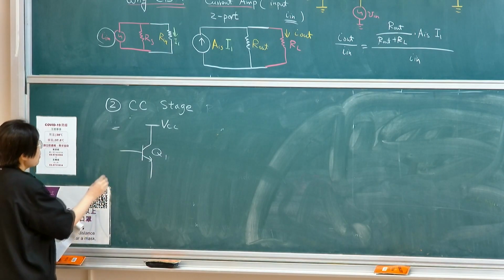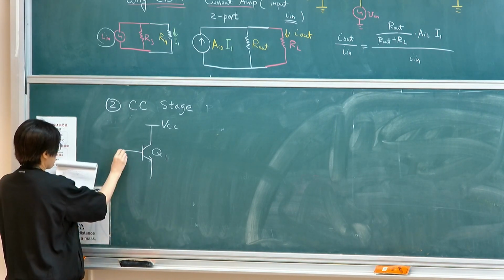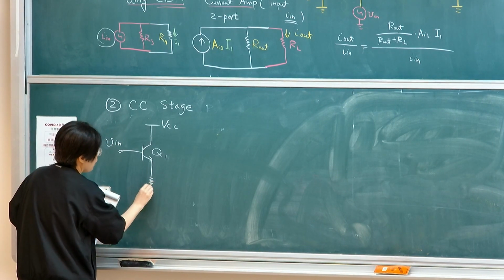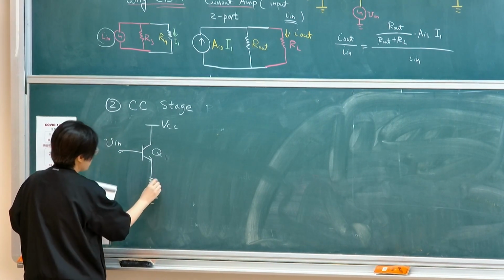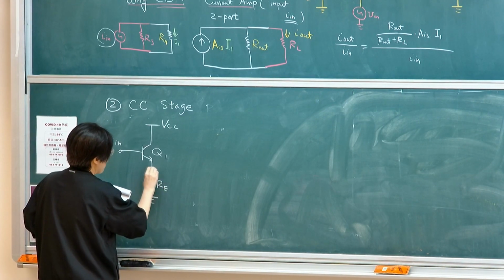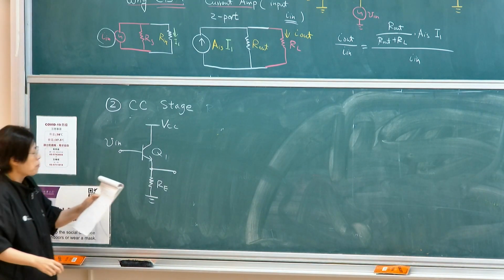Okay? So this is a common collector stage. It looks something like this. I have an input coming in, and the input is still coming in at the base, but rather than having my output at the collector, I'm taking out the output at the emitter.